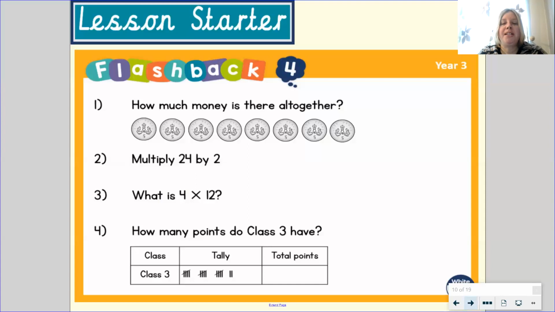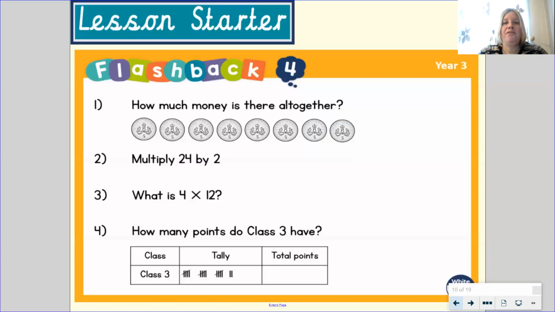And question 4 is to get you thinking about tally charts from year 2 and to see what you can remember. How many points do class 3 have? So you need to see what you can remember about tally charts to help you to solve that problem. Pause the video and have a go.